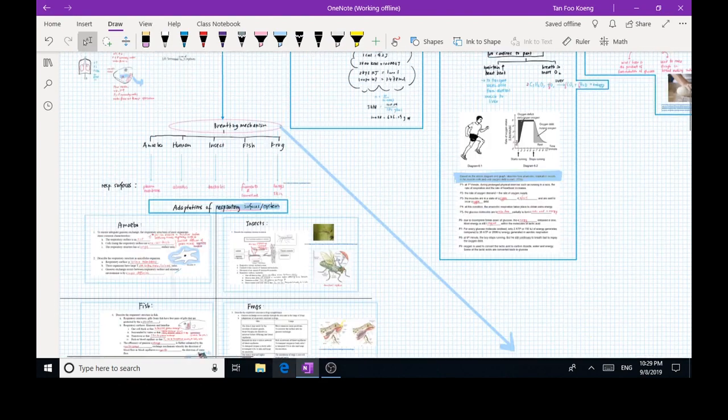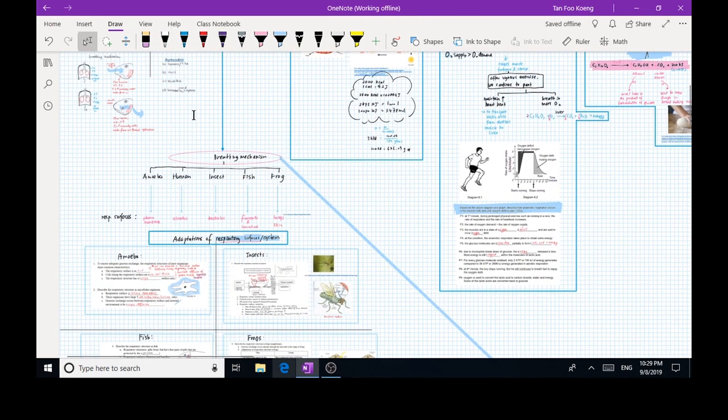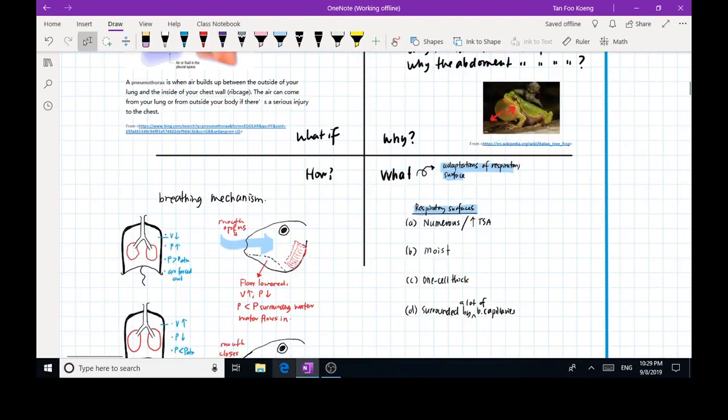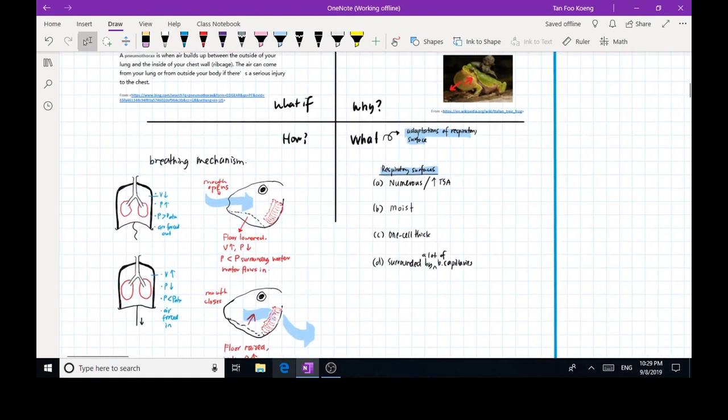Alright, now let's take a short break first, before we come back and look at the breathing mechanism. Before I stop, it is useful to look at what we have learned so far.